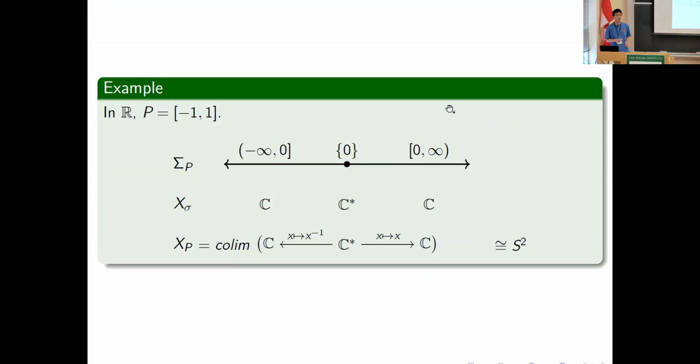Again, an example. So in R1, we consider the polytope P, which is the interval from -1 to 1. And the normal fan of P consists of 3 cones: the 0 cone, the positive ray, and the negative ray. And the corresponding affine pieces are C, C star, and C respectively. And they fit together to get this toric variety X_P. So we can see that this colimit is actually homeomorphic to S2.